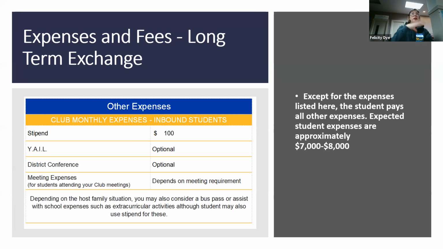So that's your inbound and your outbound students. Again, remember your outbound students, your local students will come back into your area. So we need to keep track of them. District conference is optional for the clubs to send. We'll give you some estimates when we understand what that will be to send those students to district conference.